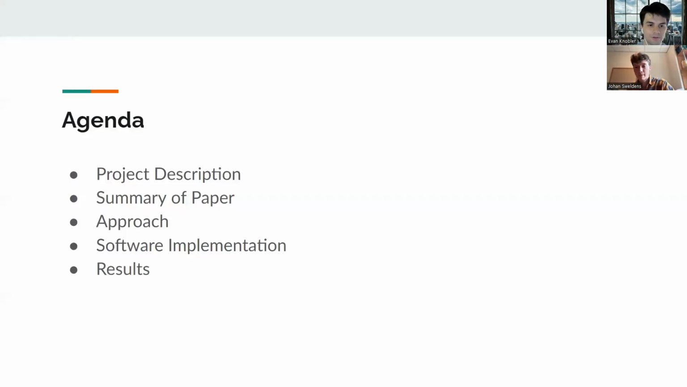So to go through our agenda for our presentation, first we'll give a brief overview and description of the project. We'll talk about the summary of the paper that we based the project on. We'll talk about our approach and how it differs from that of the paper. And then we'll go through our software implementation as well as a discussion of our results.